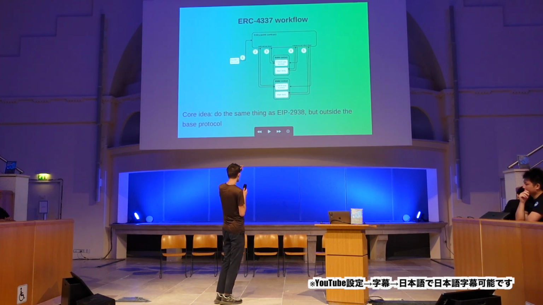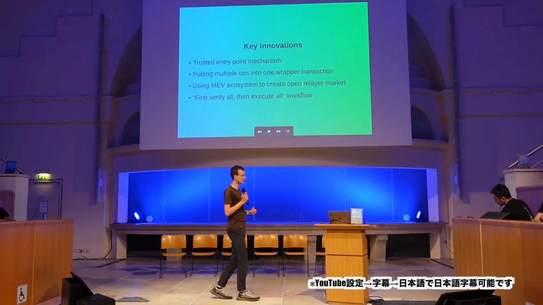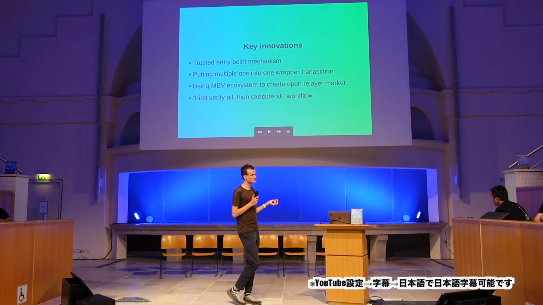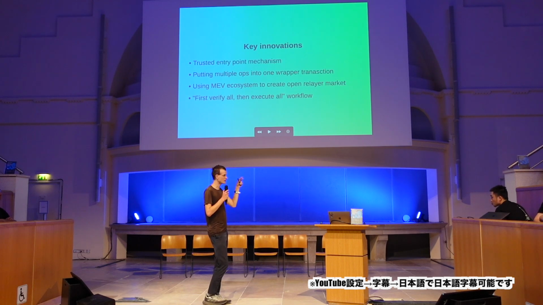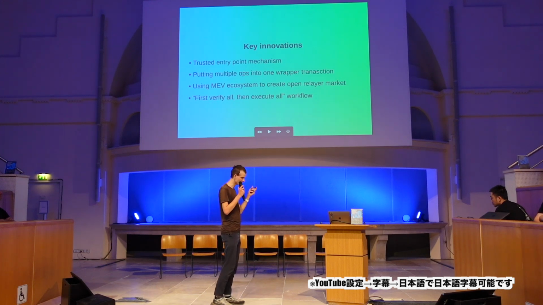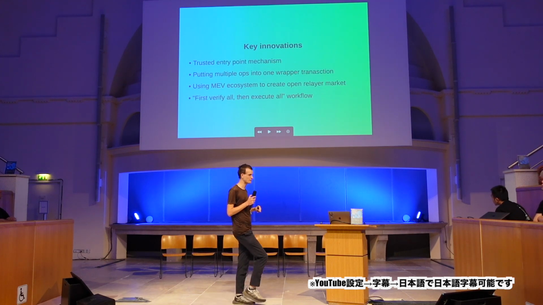And then, if those checks pass, it would call the executed refund function, right? So, the key innovation here is, one, this entry point contract mechanism. This idea that instead of putting every operation into a separate wrapper, you could put many operations into a single wrapper, so you only pay the 21,000 tax once, using the MBB ecosystem to create an open relayer market, right? So block builders could be bundlers.